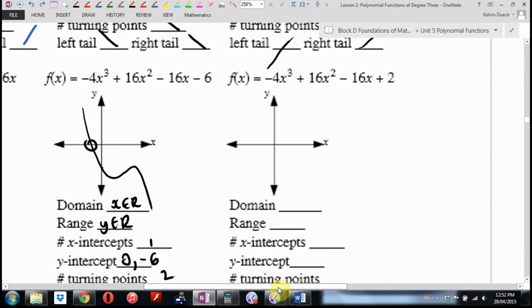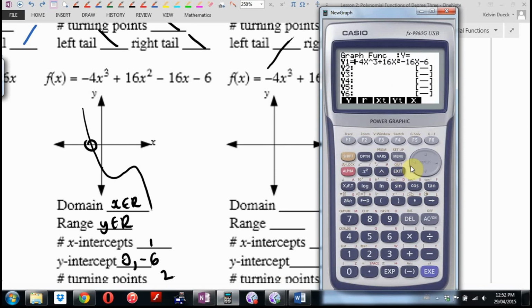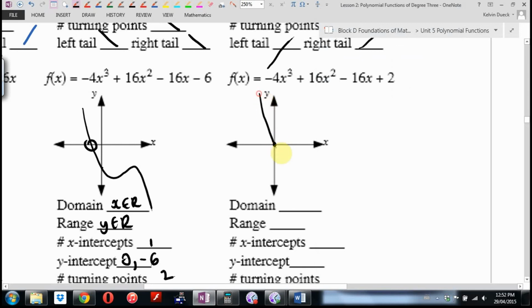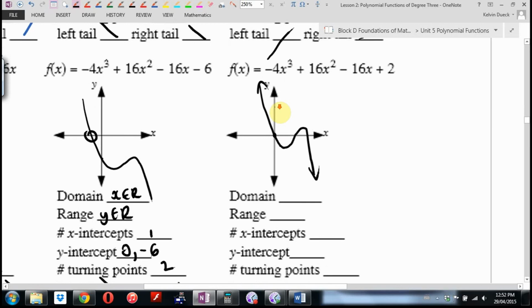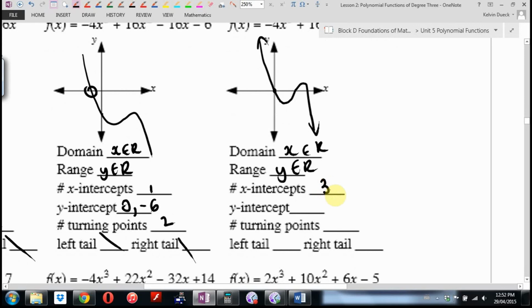And so now this is how we play around and make these equations look the way we want them to look. If I go here, exit, +2. Told you. This goes through there. Domain, all reals. Range, all reals. How many x-intercepts? 3. Y-intercept, 0, 2.